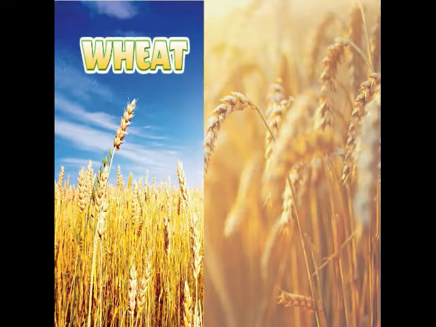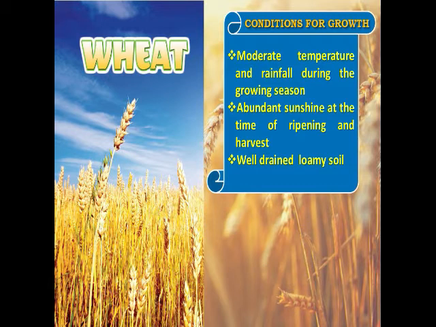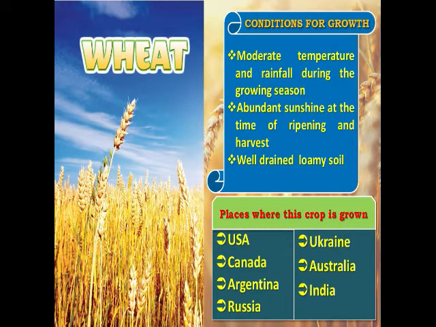The next one is wheat. What are the conditions for growth of wheat? Moderate temperature and rainfall during the growing season, abundant sunshine at the time of ripening and harvest, and well-drained loamy soil. Places where this crop is grown are USA, Canada, Argentina, Russia, Ukraine, Australia and India.